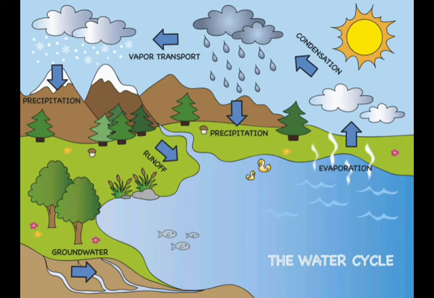The greater the speed of the wind, the more the evaporation. As the water from the water bodies evaporates, it forms into vapor and rises in the troposphere, where it cools and condenses. Let us understand what condensation is through an experiment.